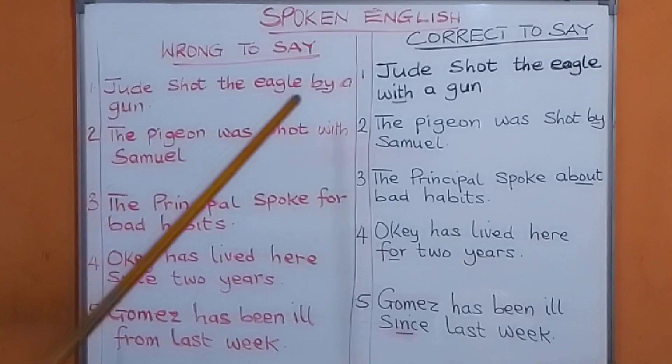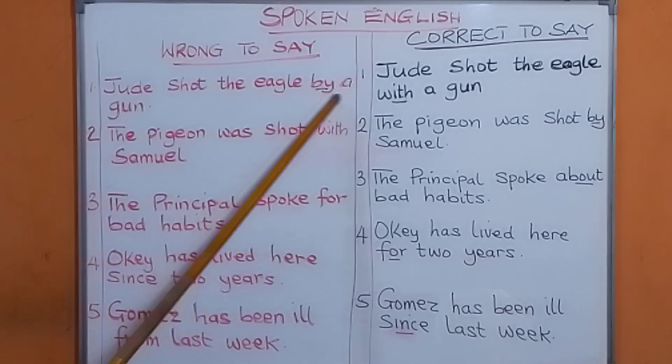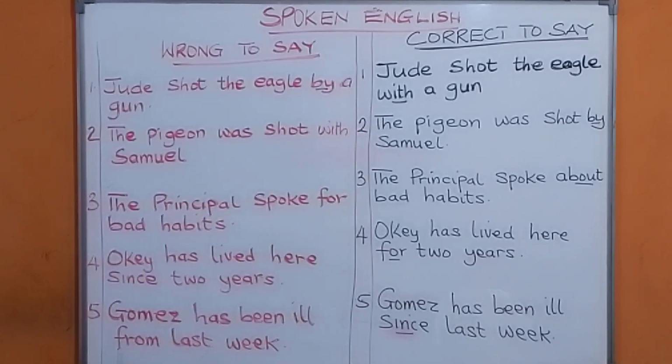Why? You see, we are talking about the prepositions by and with. That's the main issue here. So, when we wish to show the means or instruments with which the action is done, we use with.